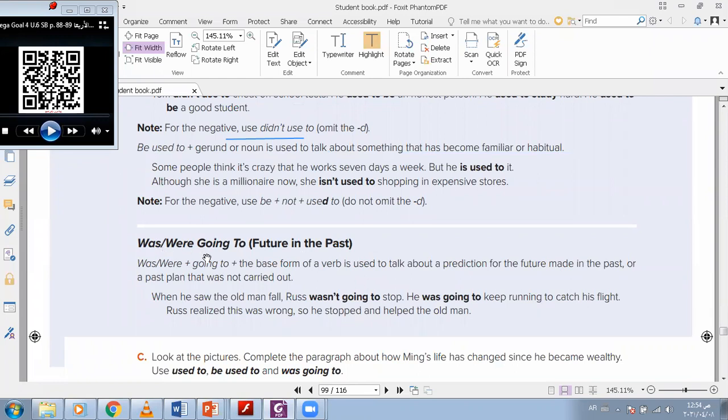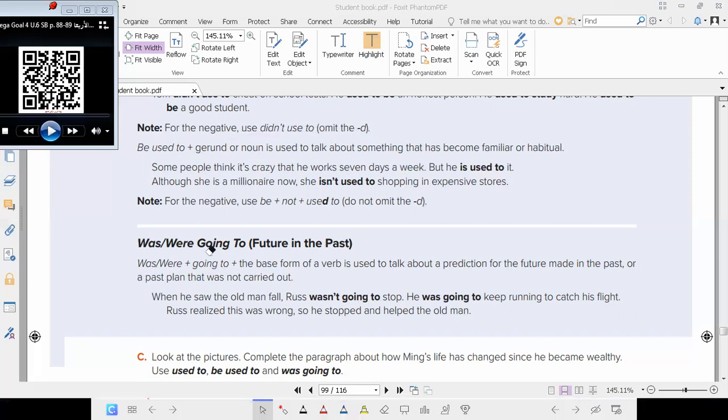هنا انا بستخدم was و were وبعدين going to وبعدين الانفينيتيف للتعبير عن ايه؟ بستخدمها ليه؟ قال لك is used to talk about prediction for the future made in the past or a past plan that was not carried out. يعني انا باختصار كده بستخدم قاعده was او were مع going to وبعدين المصدر في حاله لما اكون بتكلم عن خطط او نوايا في الماضي لفعل شيء في المستقبل ولكن لم يتحقق. يعني حاجه انا ناوي ان انا افعلها ولكن لم تتحقق، كنت ناوي ان انا اعملها ولكن لم تتحقق فعلها او عملها.